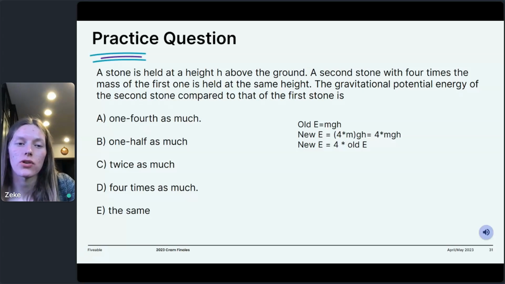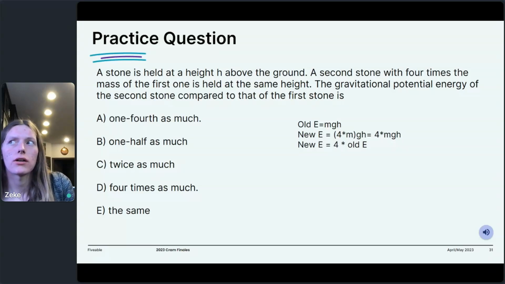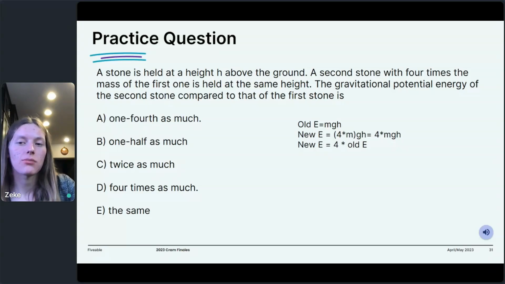In this equation, we're using gravitational potential energy. The equation for that is mass times gravity times the height, or y dimension where you're at. In the question, a stone is held at a height h above the ground. A second stone with 4 times the mass of the first one is held at the same height. So all we're doing here is changing m on one of them from m to 4m.